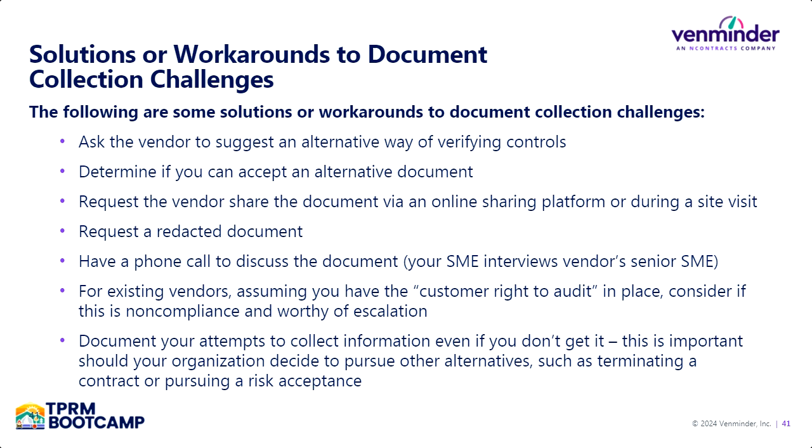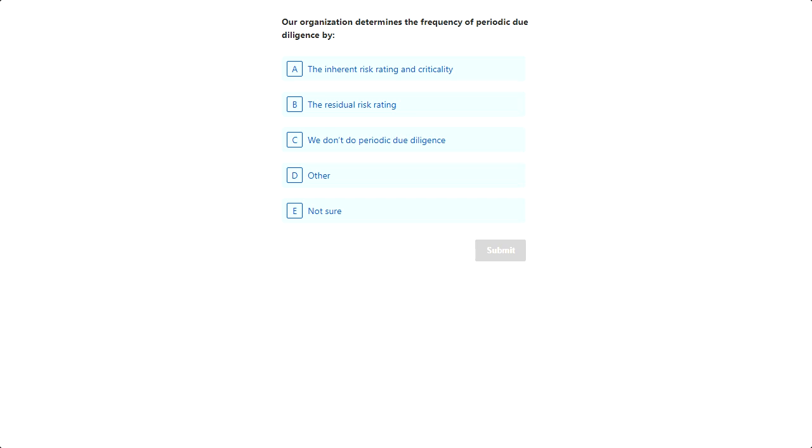All right, so we're going to take a break for another poll question. Jesse? Our next poll question is, our organization determines the frequency of periodic due diligence by the inherent risk rating and criticality, the residual risk rating, we don't do periodic due diligence, other, or not sure.